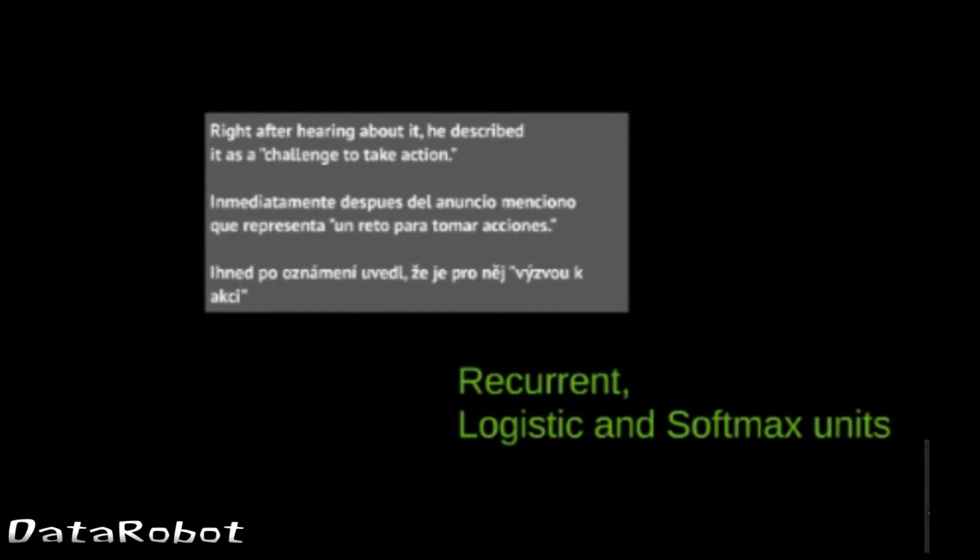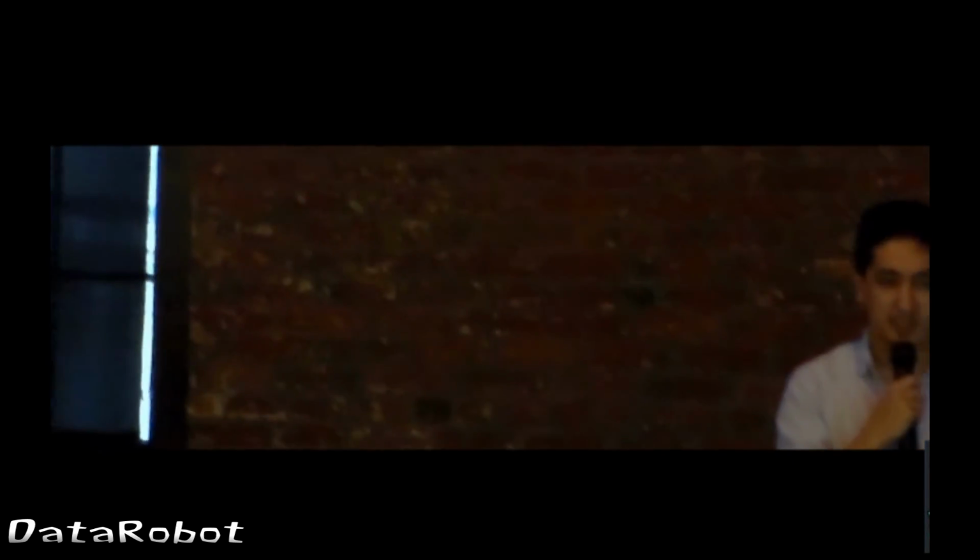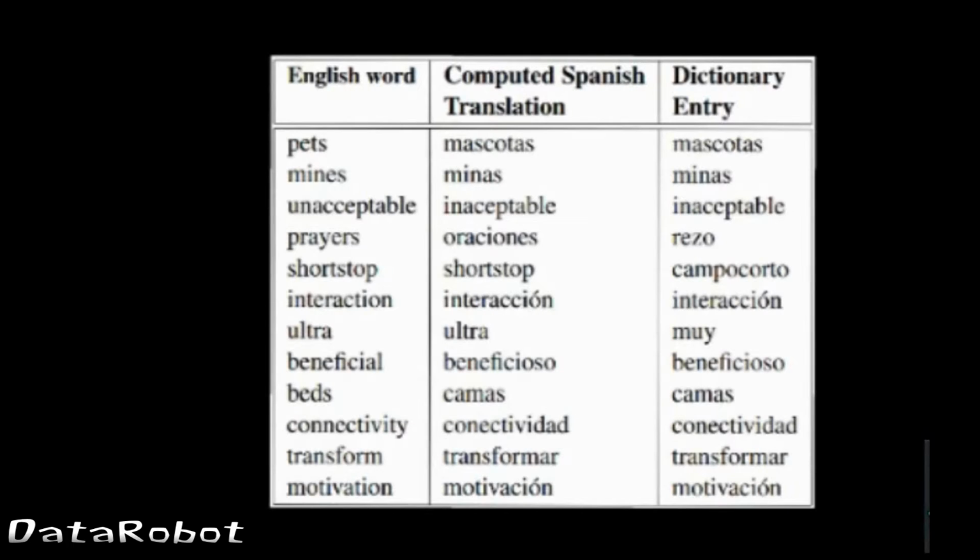if you tokenize your words however you want to do it, and then you feed this through a recurrent neural network using both logistic and softmax units to learn a mapping from language to language, this is the kind of automatic translation that it does. So if you feed it the word pets, it thinks that the word that is most similar to pets in the Spanish language is mascotas. And on the right, you see. So in other words, we've learned automatically a translation from English to Spanish.